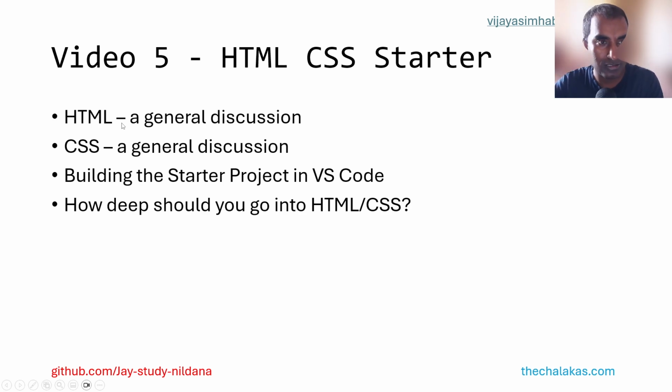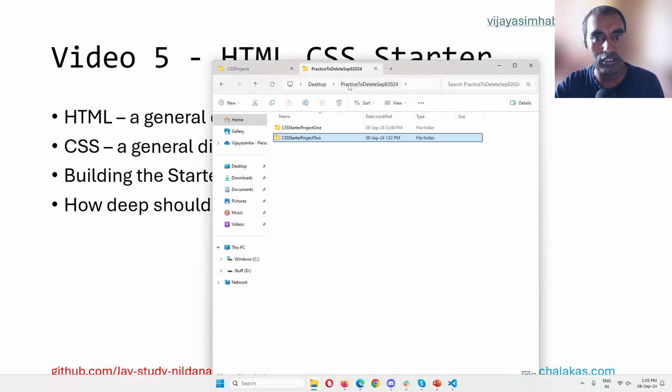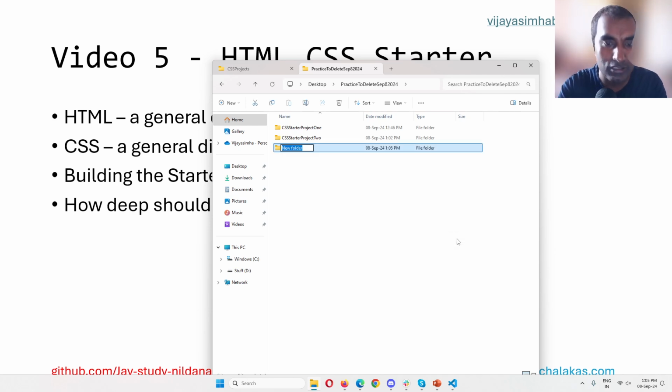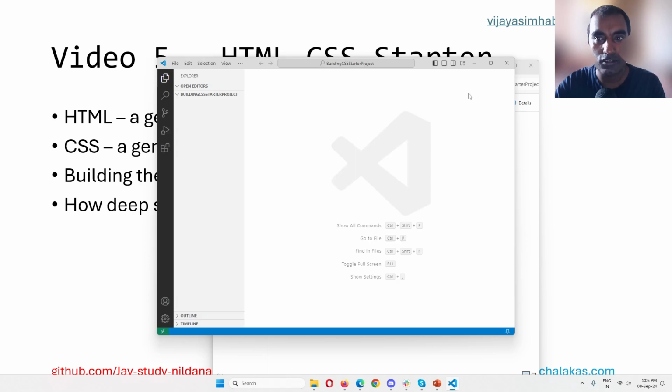So that's one thing I wanted to show you. That's the general discussion about HTML, CSS, and the starter project. Now let's try to build the starter project in VS Code, shall we? So let's go ahead and give it a try. Once again, let's come back to practice, I'll name the folder September 8, 2024, building CSS starter project. I'll try to avoid copy pasting things. So create an empty folder, right click, open with VS Code.